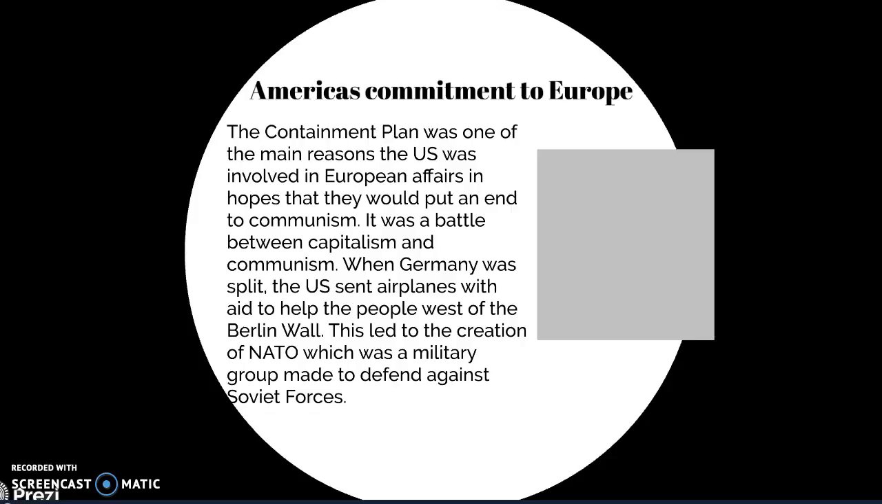America's commitment to Europe. The containment plan was one of the main reasons the US was involved in European affairs in hopes that they would put an end to communism. This led to NATO, which was a military group made to defend against Soviet forces.